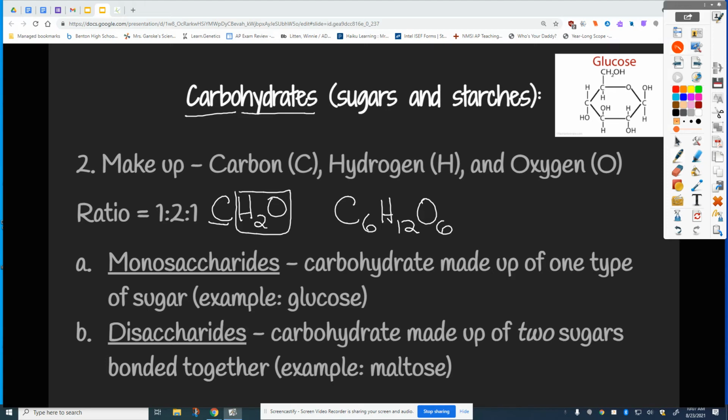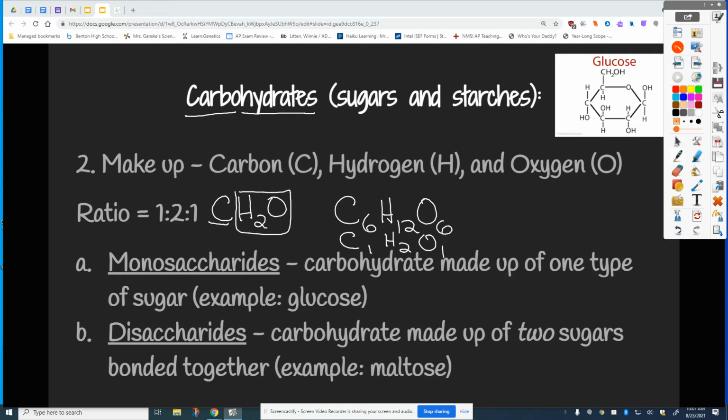Does this match this requirement? Could I reduce those numbers and get 1 to 2 to 1? I take the greatest common factor, I think that's the right math term. Reduce 6 by 6, I get 1. If I reduce 12 by 6, I get 2. So I get the 1 to 2 to 1 ratio. So if you look at carbon, hydrogen, oxygen, then it's in that 1 to 2 to 1 ratio. You know it is a carbohydrate.